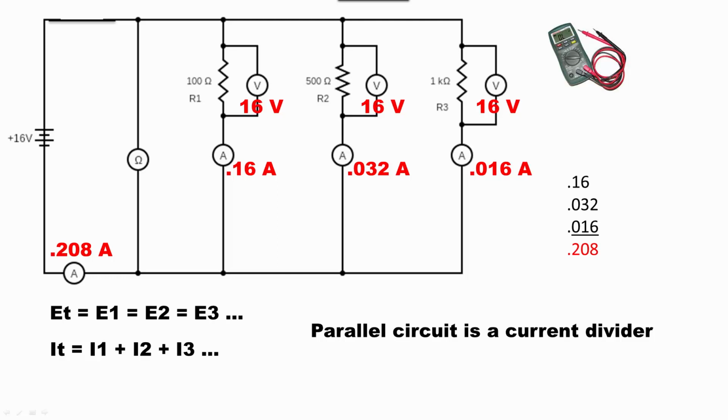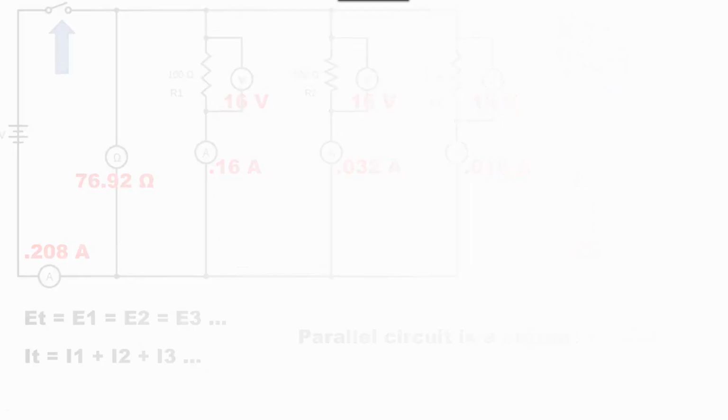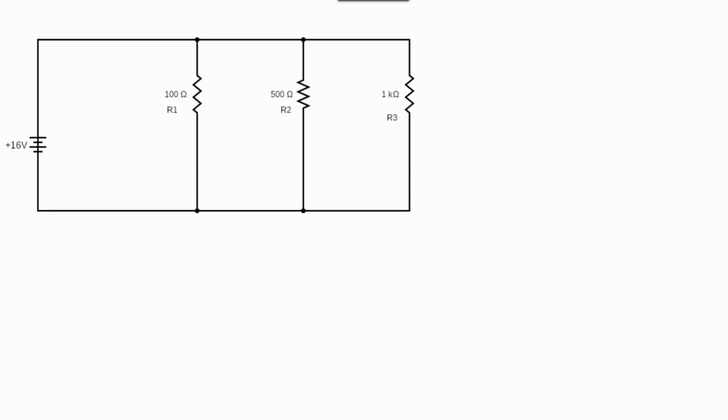Next, we measure the total resistance with an ohm meter. Note we first open the switch because you can't take resistance readings when voltage is present. We see the meter measures 76.92 ohms. Now let's see if we arrive at the same values using Ohm's law and the parallel resistance formula as we did with the meter. We use the same circuit as before, except we remove the meters for clarity.